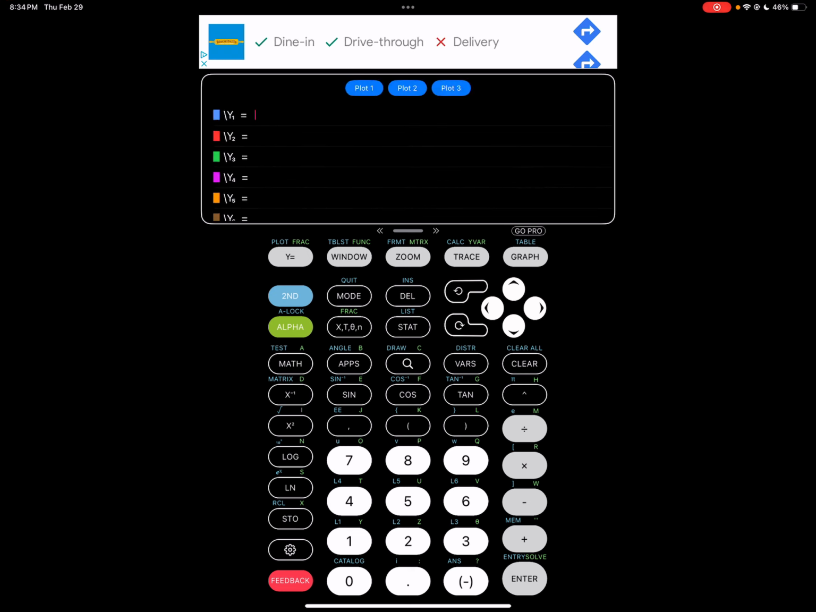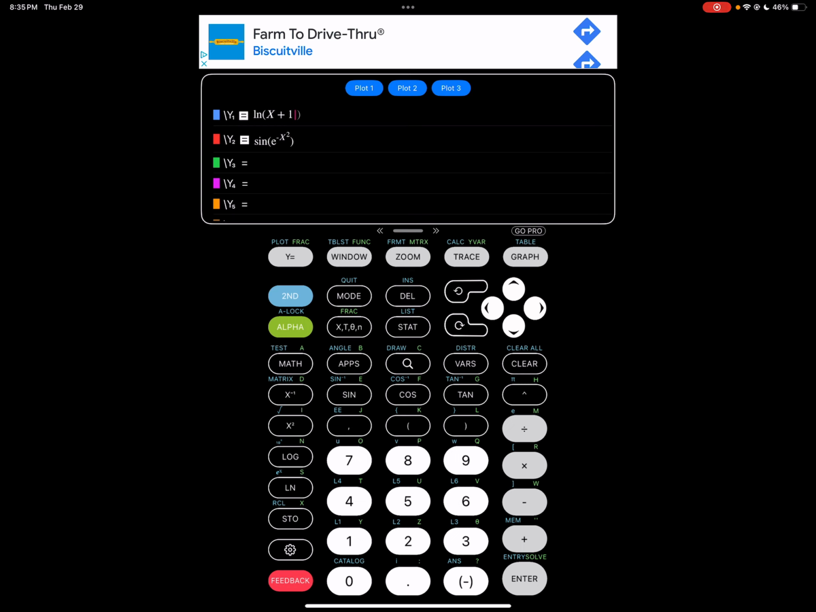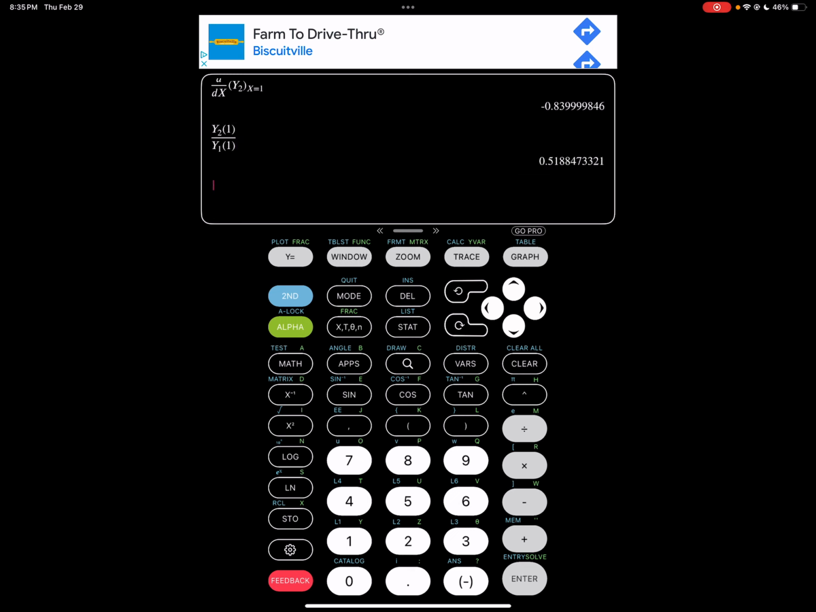All right, since they're both derivatives, I could just say y2 of 1 over y1 of 1. And the reason why, because remember that my second y equals is my dy/dt, and then my first y1 is dx/dt. So to find the slope, I have dy/dt over dx/dt. Hit enter, and that's going to give us 0.5188.